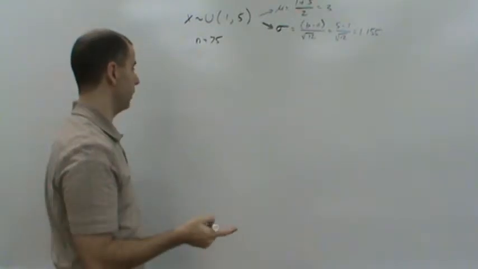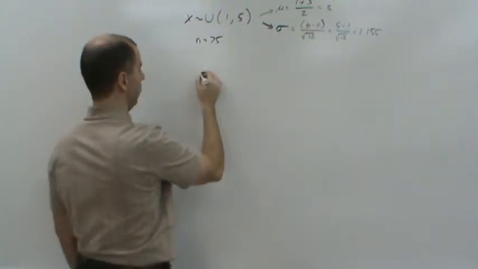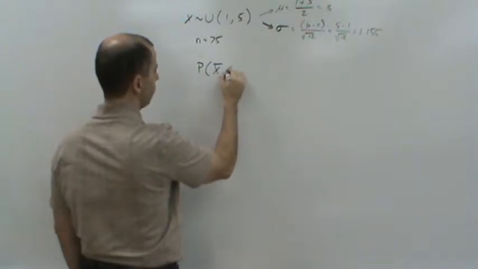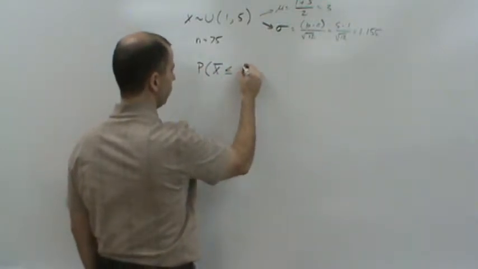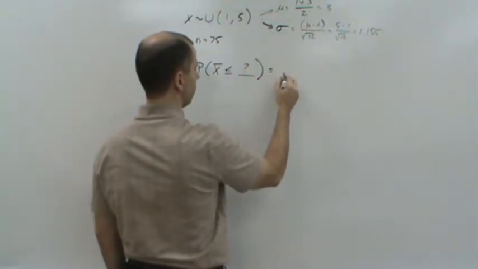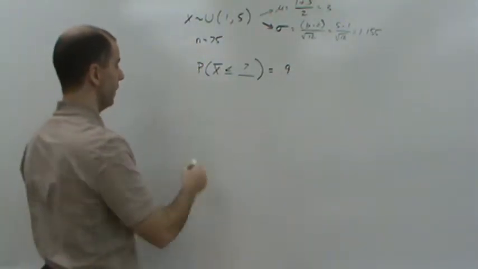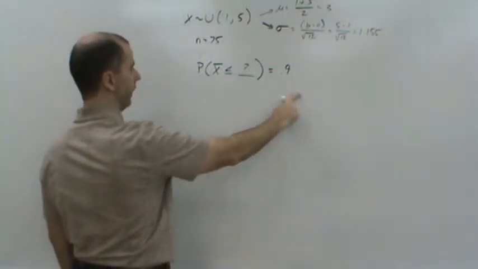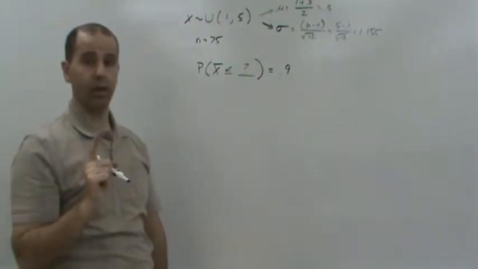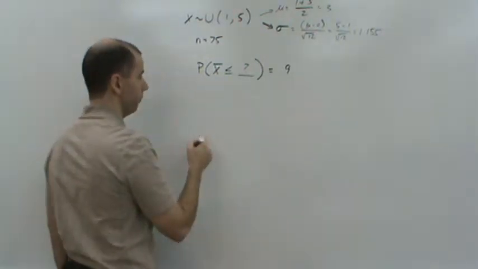So the 90th percentile is the probability of being less than or equal to, and that's 0.9. So the probability that X bar is less than or equal to some value, that's what we're looking for. We're looking for that X value. We know that this is going to be equal to 0.9 because it represents the 90th percentile. So since we're looking for a percentile, we're going to use inverse norm.